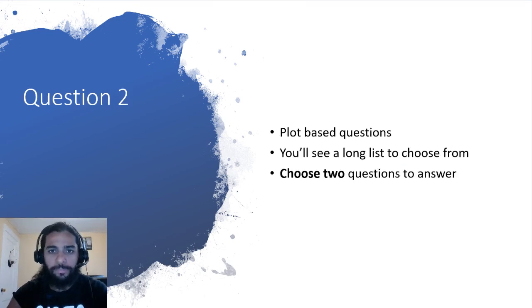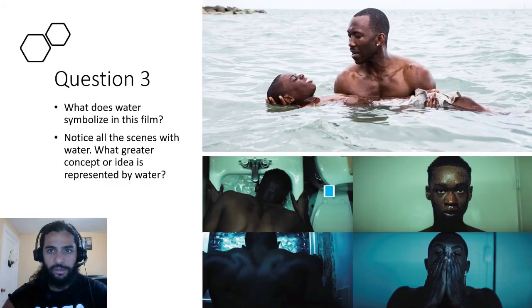All right, question number 2, you're going to see a bunch of plot-based questions. You're going to see a long list to choose from. If you just choose 2 questions to answer, we'll be good. Of course, you can answer as many as you like, but I'm going to ask you to go through the list and choose at least 2 to answer. So again, this is kind of just asking your reactions to certain scenes, asking how you felt about certain characters' decisions, how you felt about the filmmaker's decisions, and you get to choose, so feel free to choose 2 or more.